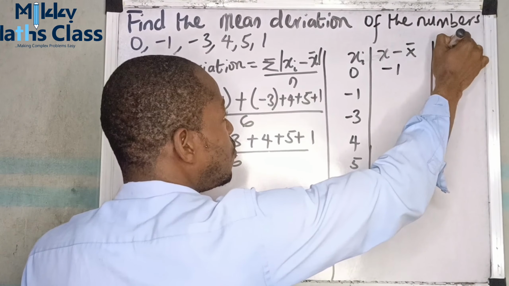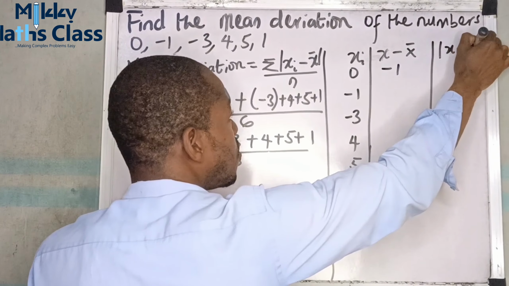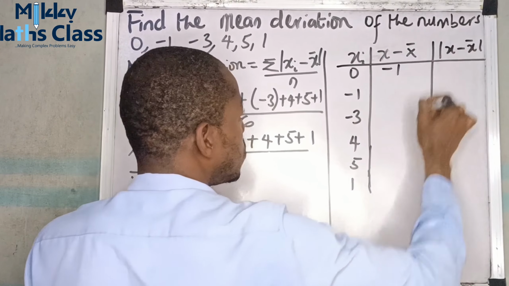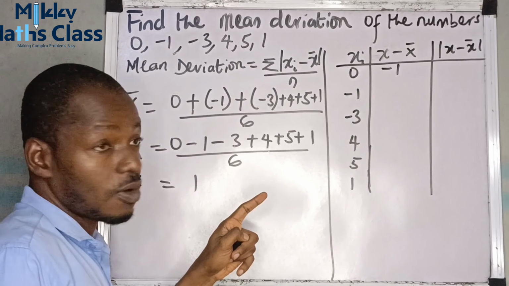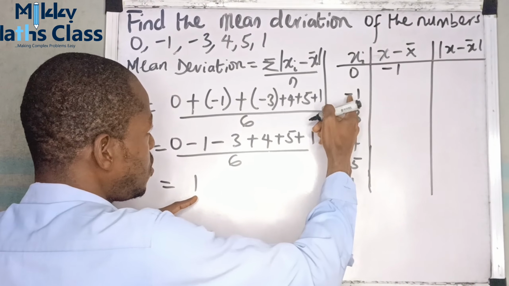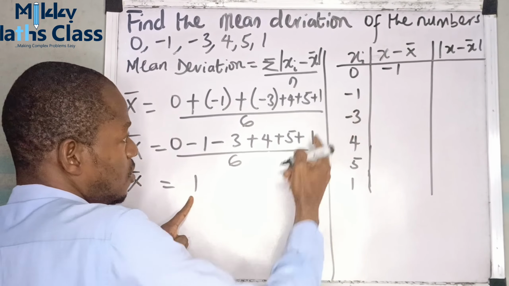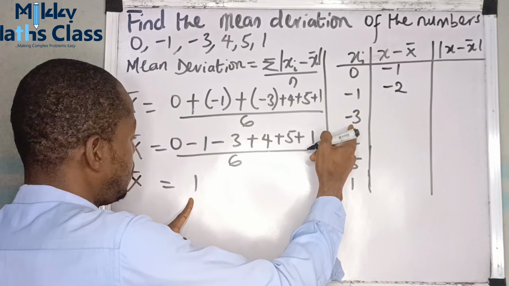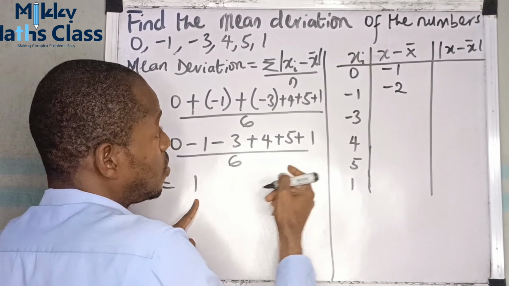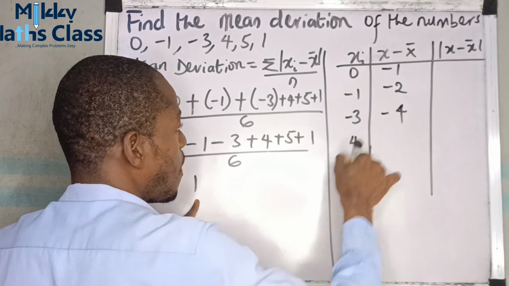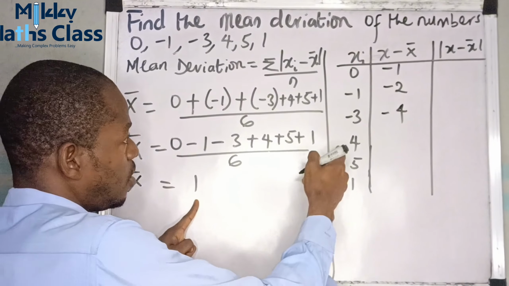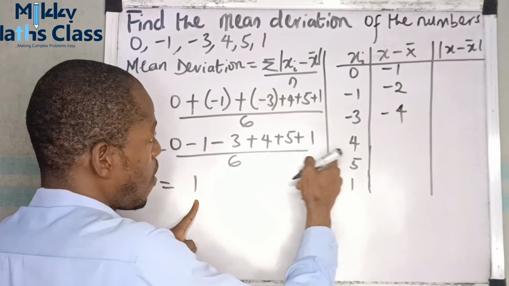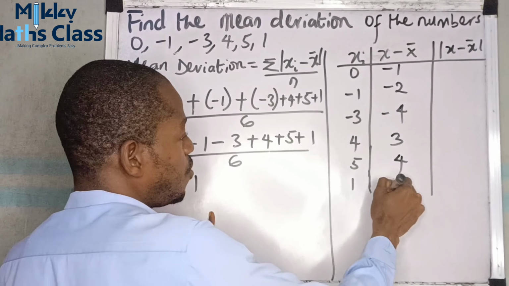Then we'll look at the absolute value of x minus x bar. The first one is -1. Let's look at the second one: -1 minus 1 will give us -2. We'll go again: -3 minus 1 will give us -4. 4 minus 1 will give us 3. 5 minus 1 will give us 4. 1 minus 1 will give us 0.